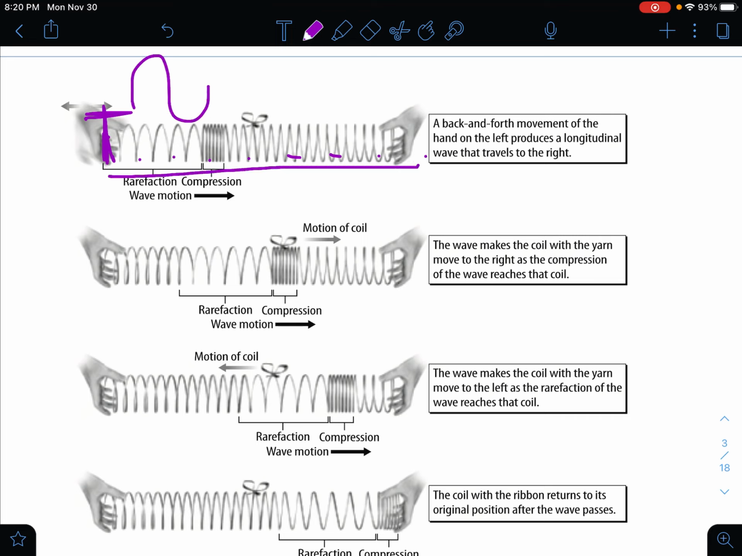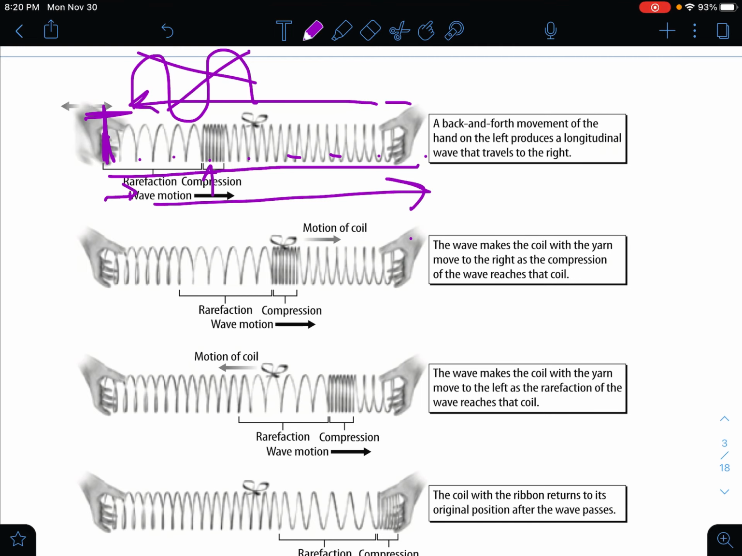We don't have any of this, okay? Nope, that's a transverse wave. We have a longitudinal wave here. So as we push it, we're going to have places that are closer together and places that are farther apart. So the back and forth movement of the hand on the left produces a longitudinal wave that travels to the right. Okay, so if you push it here, the wave's going to travel this direction. If you push it again here, it's going to travel back. Okay, so if you have a slinky at home, go ahead and play around with that for a little bit.